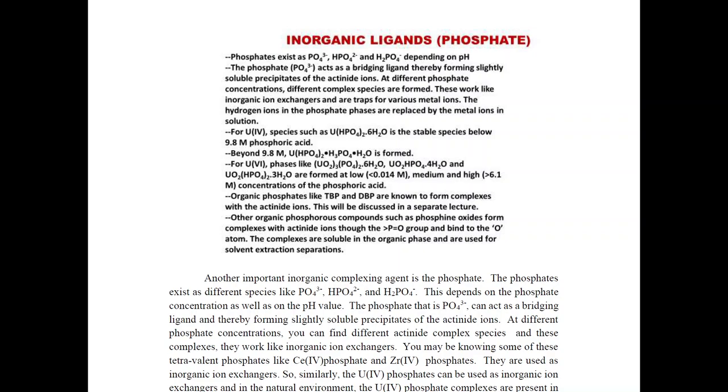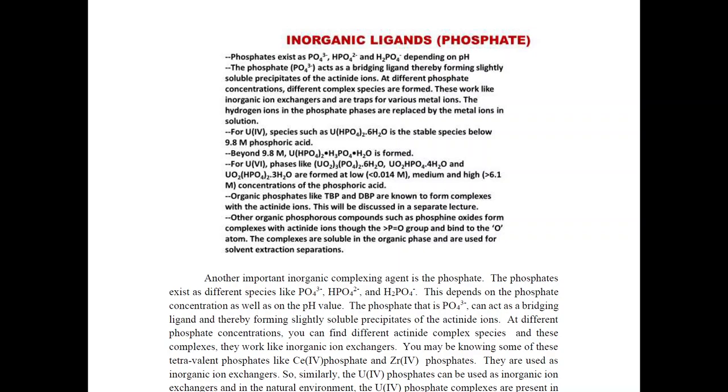For uranium(IV), species such as U(HPO4)2.6H2O are stable below 9.8 molar phosphoric acid; beyond 9.8 molar, U(HPO4)2.H3PO4.H2O is formed. For uranium(VI), phases like UO2(H2PO4)2.6H2O or UO2HPO4.4H2O and UO2(HPO4).3H2O are formed for low, medium and high concentrations of phosphoric acid.